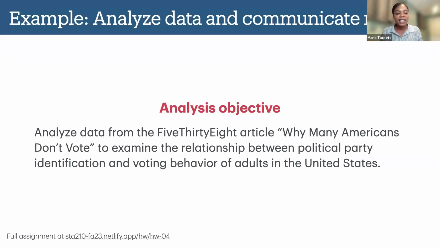But this was an example in which students analyzed data from a 538 article called "Why Many Americans Don't Vote." And they were looking at the relationship between political party identification and voting behavior of adults in the United States. So really in the last few elections, how often did the adult report that they voted?